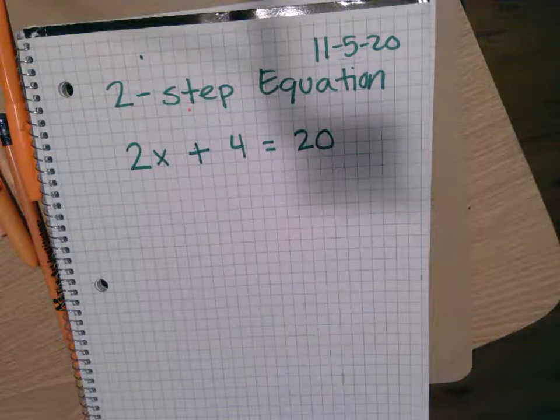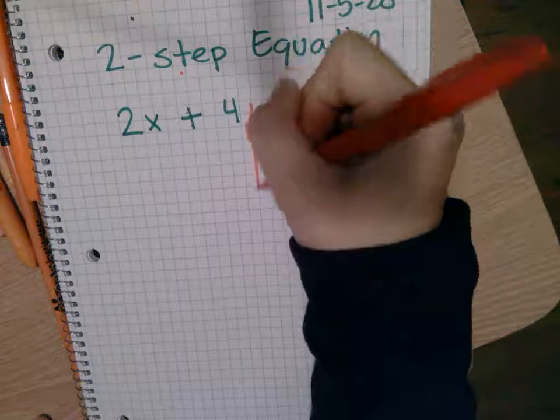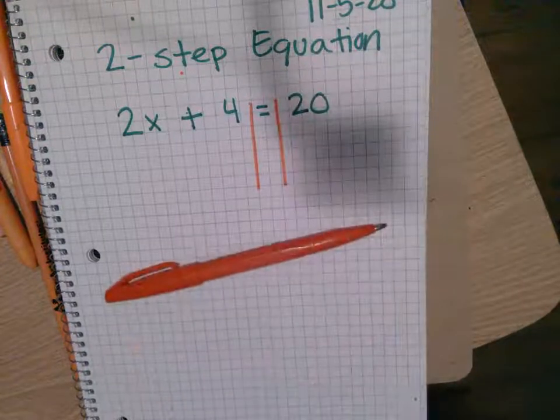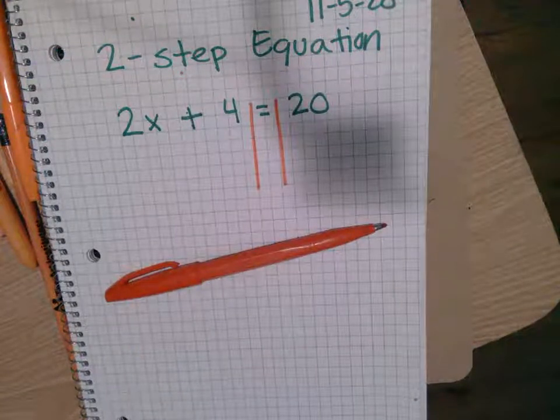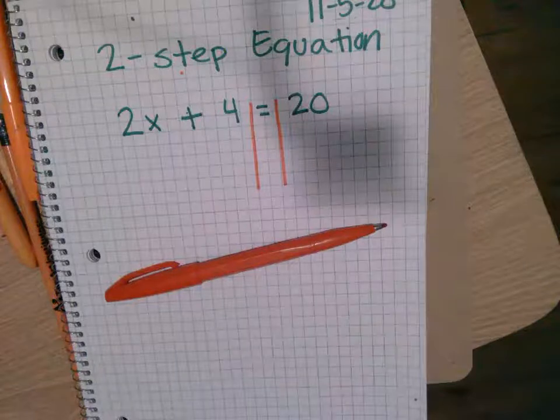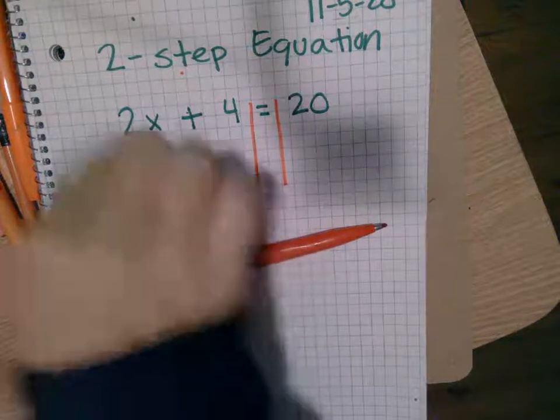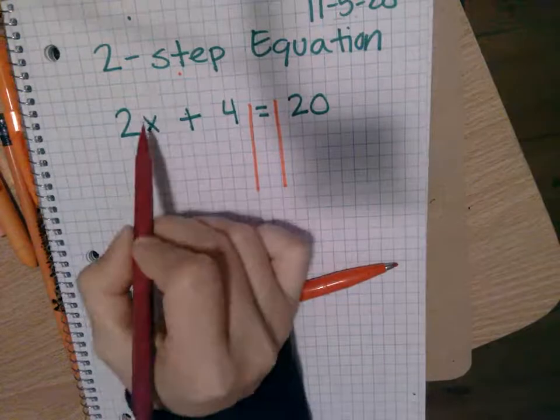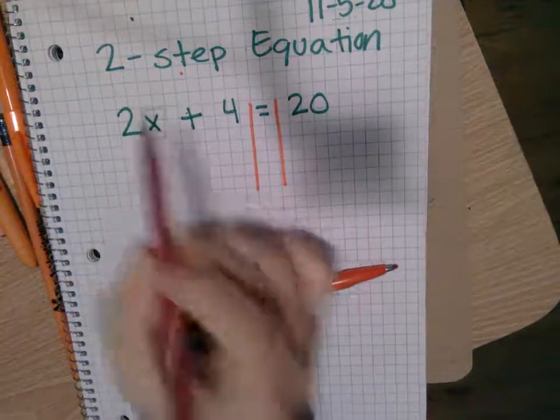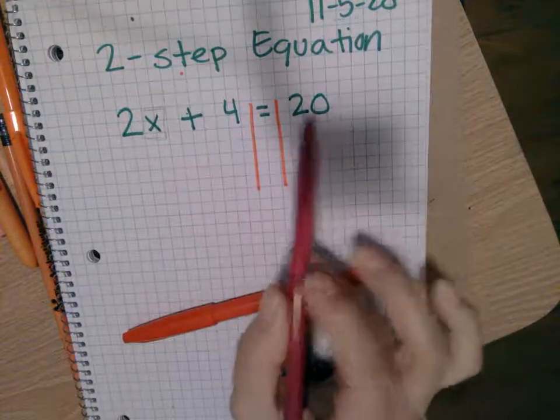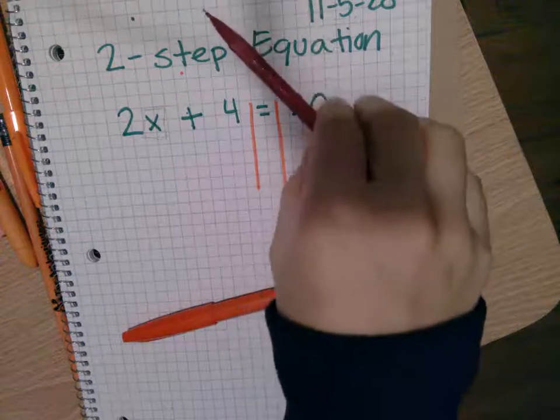Okay, so the first step stays the same. Draw your bars, okay? And your overall goal is still the same. Your overall goal is to get x all by itself. X all by itself, right? The 20 is on the other side. We're good. We don't even look at the 20. It's already where it's supposed to be.